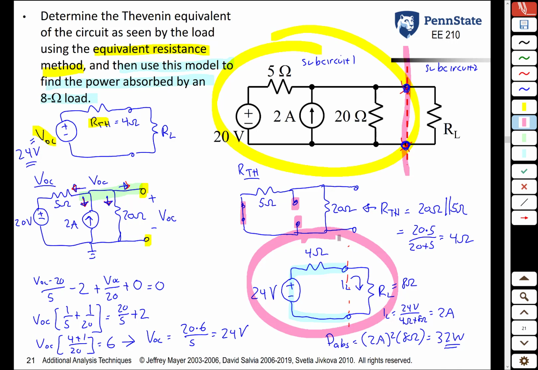The one thing I want to point out also is if you were to go back to the original circuit and put an 8 ohm resistor here and solve for the power, guess what? You're going to get the same 32 watts. I'm not saying that this circuit here and this circuit here are equivalent. What I'm saying is as far as the load resistor is concerned, they're equivalent. This load resistor here does not know the difference between the yellow subcircuit above and the pink subcircuit down below. And that is what Thevenin's theorem is saying.